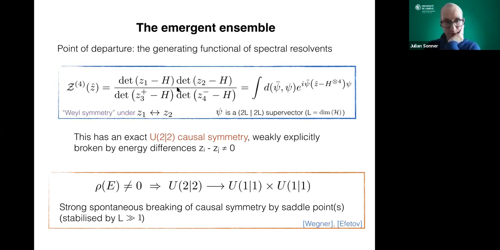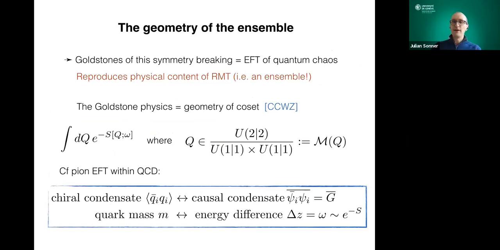Right, so there is a symmetry between Z1 and Z2. I don't want to go too much into it now, but people like to call it the Weyl symmetry for mathematically well-defined reasons. Now, what happens is that there are these Goldstone modes related to the symmetry breaking, and we use them to build our effective field theory. And let me just give you the preview. The resulting model reproduces precisely the physical content of random matrix theory. So, right, if I only focus on the light modes, I get precisely random matrix theory.